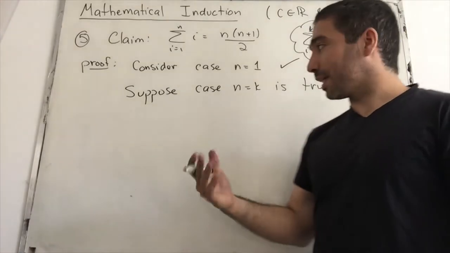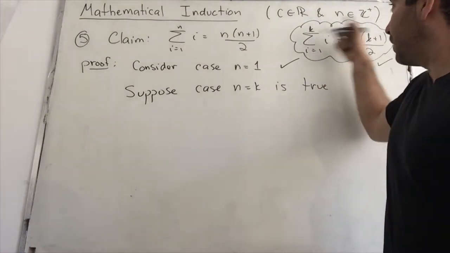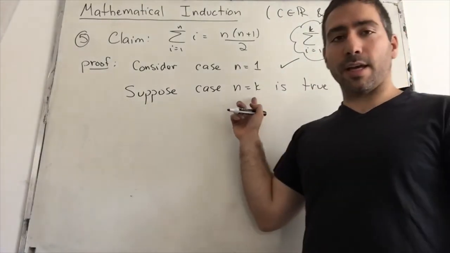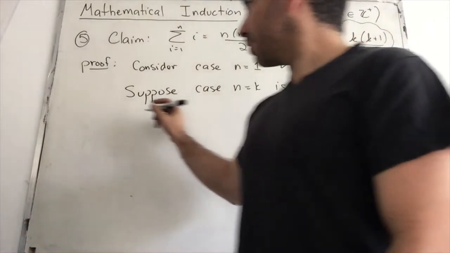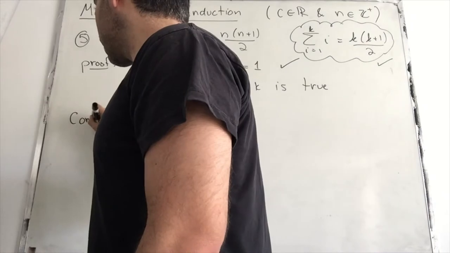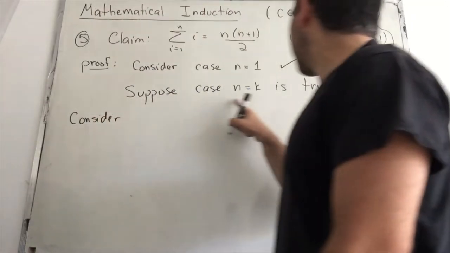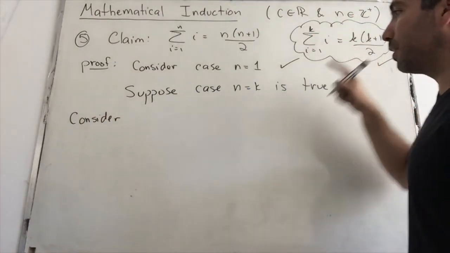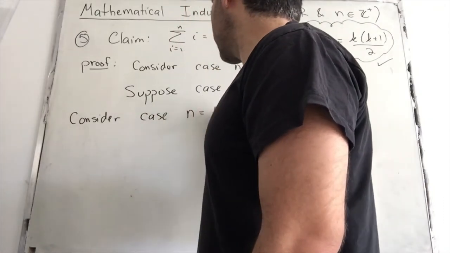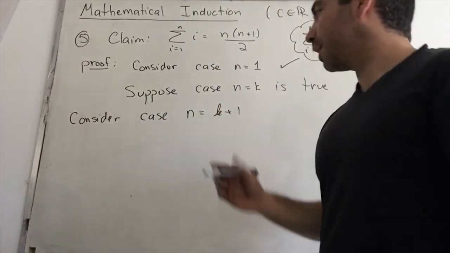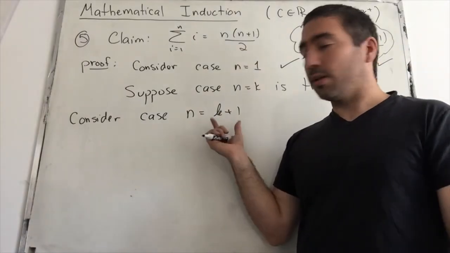Now what we want to show is the case: if this is true, can we show that the case n equals k plus 1 is true? So suppose case n equals k is true, we have this. Consider the case n equal to k plus 1. If we could show this to be true, then we're done.